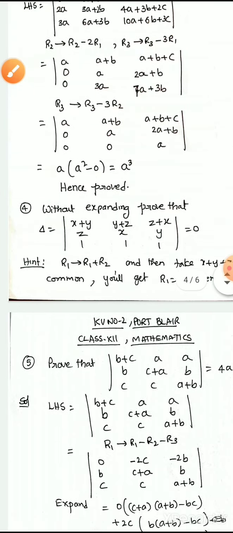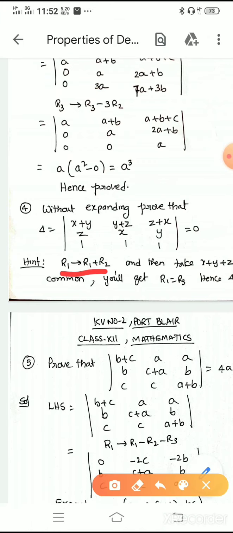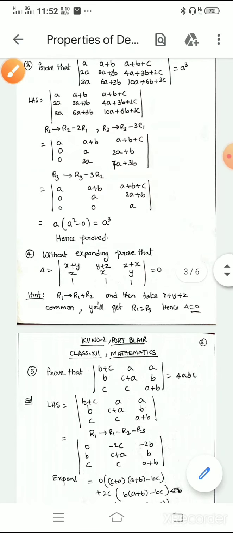Next question, the fourth question: without expanding, prove that delta, the determinant with rows x plus y plus z, z plus x, and so on, and 1 1 1, is equal to 0. For that, apply the operation row 1 is equal to row 1 plus row 2. Then you get x plus y plus z as a common factor in row 1. After taking x plus y plus z common, you can identify that row 1 and row 3 are identical. Then the value of the determinant is 0. Please try this question yourself.